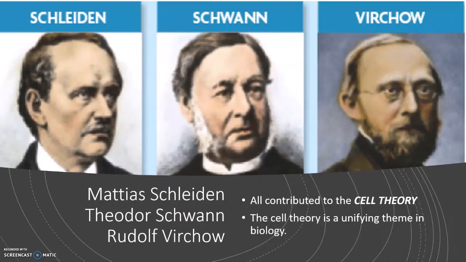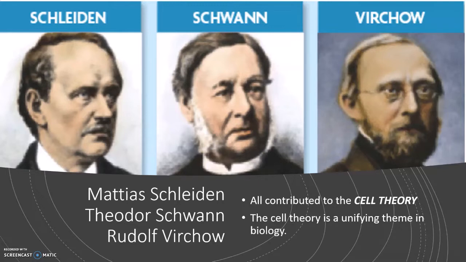Next up, we have a trio of scientists. They all had their own contributions here, but together their work has led us to what we know today as the cell theory. So we have Matthias Schleiden, Theodor Schwann, and Rudolf Virchow.